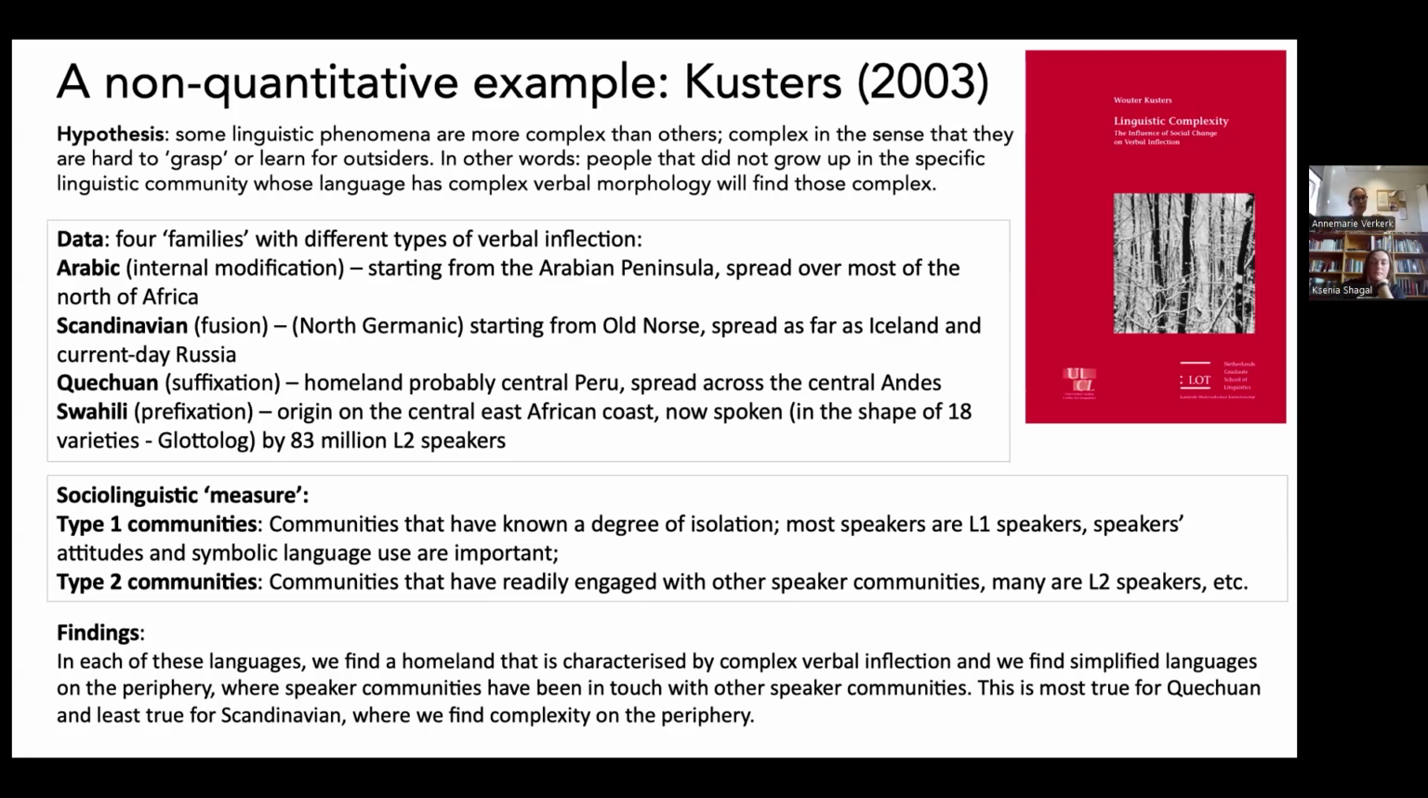And all of these have a specific kind of spread mechanism, right? So for example, Arabic starts from the Arabian Peninsula, but then has spread over most of the north of Africa. And that's kind of similar for these other families, right? So there's a kind of starting point, and then these languages spread over time through a bigger area.